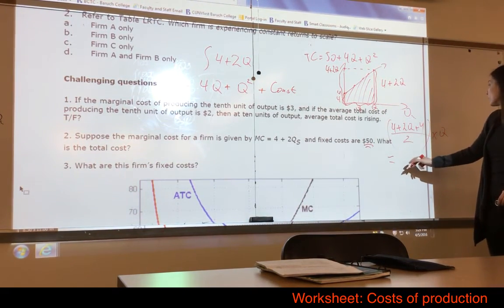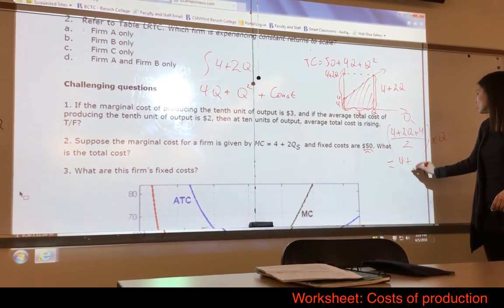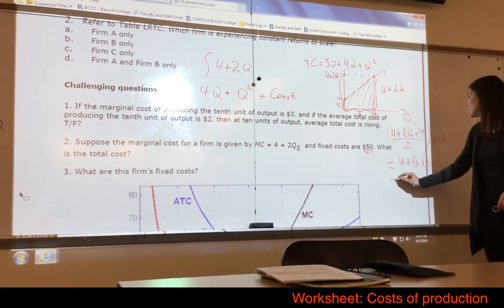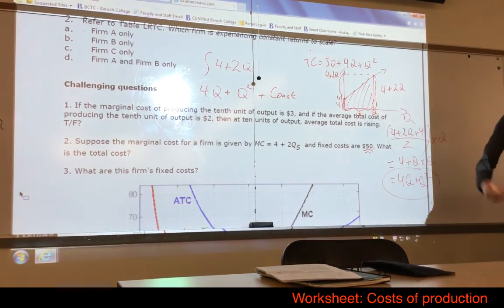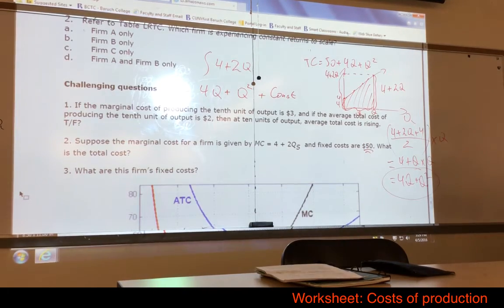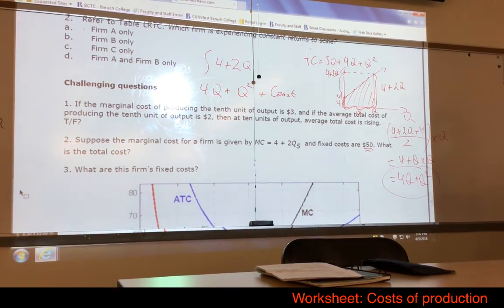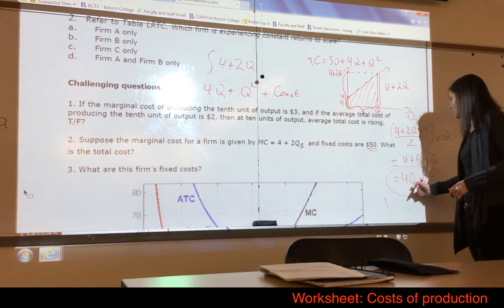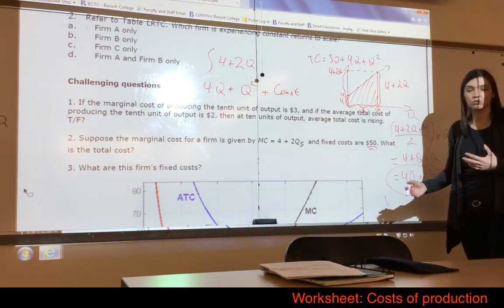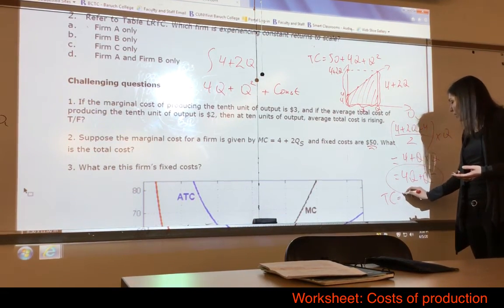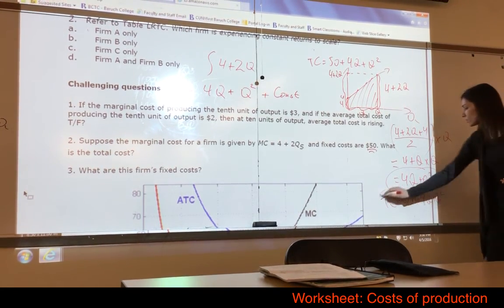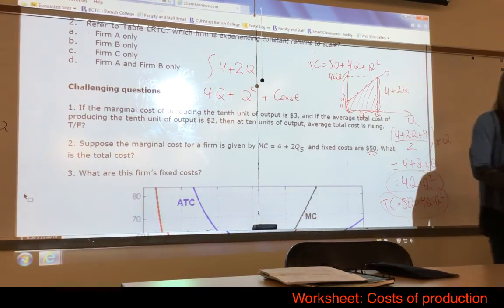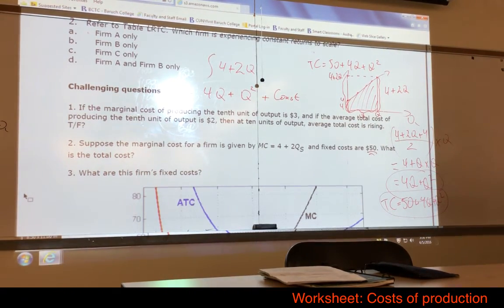And then what is this? 4 plus q times q. It is 4q plus q squared. And then the fixed cost. And then I get my total cost. Right? Add the fixed cost to it. This is basically going to be the variable cost at each quantity. So to get the total, I'm going to add 50 plus that. It gives me exactly the same equation as we did before. We can use either that or, if you know how to apply the integral, then that's fine.